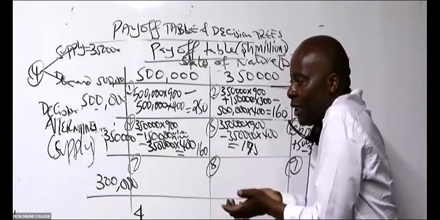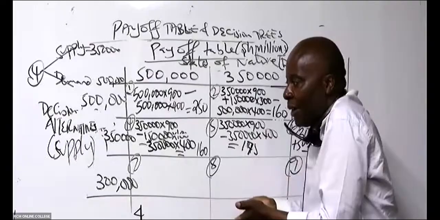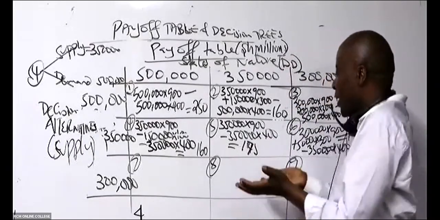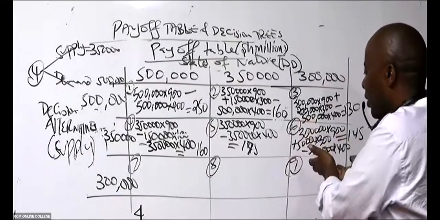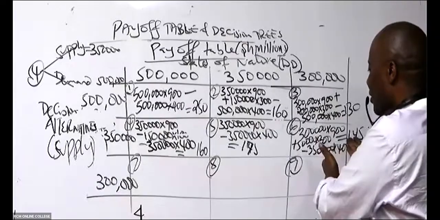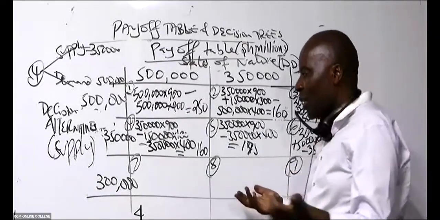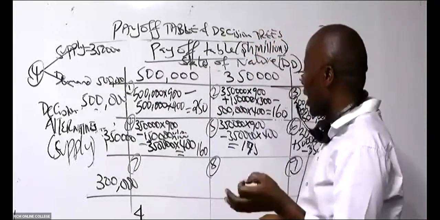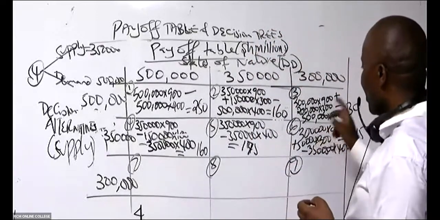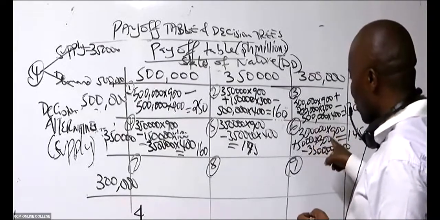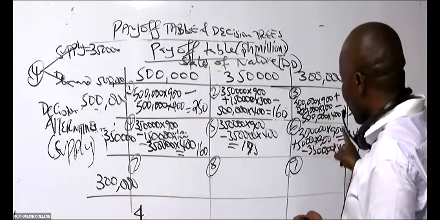So we perished with these extra ones. When you perish with them, you sell them at a lower price. So in this case we'll sell the 50,000 at 300, minus 350,000 times 400, because the cost of production is always pegged on the supply. Then you take your calculator slowly. You say 300,000 times 900 plus 50,000 times 300 minus 350,000 times 400.